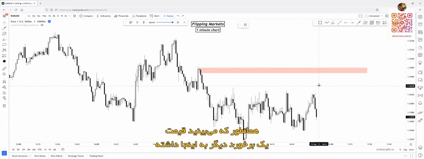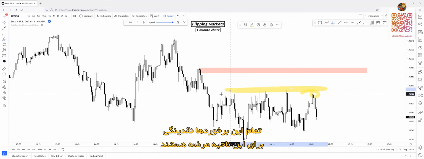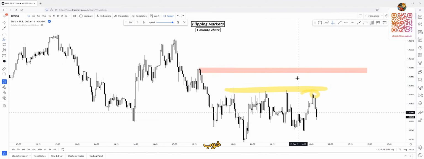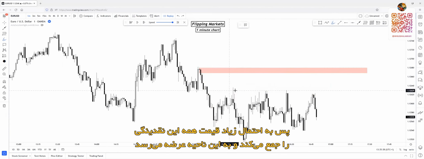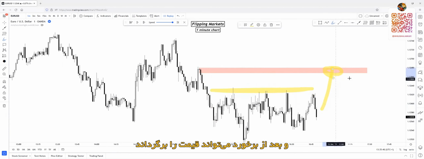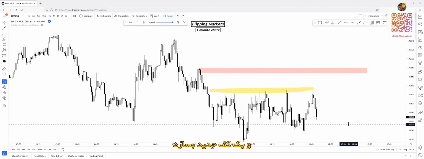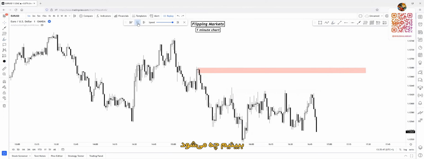As you can see, price created another tap here. So all of these taps are just part of the liquidity of this supply zone that created the original breakout structure to the downside. Okay, so price has a really great chance to sweep all of these taps and tap into this supply zone. And after the tap of this supply zone, it can reverse the price and create a new low again. Let's see.